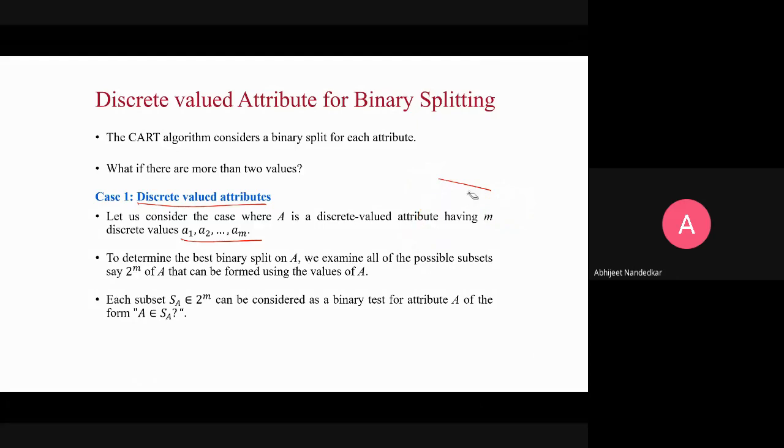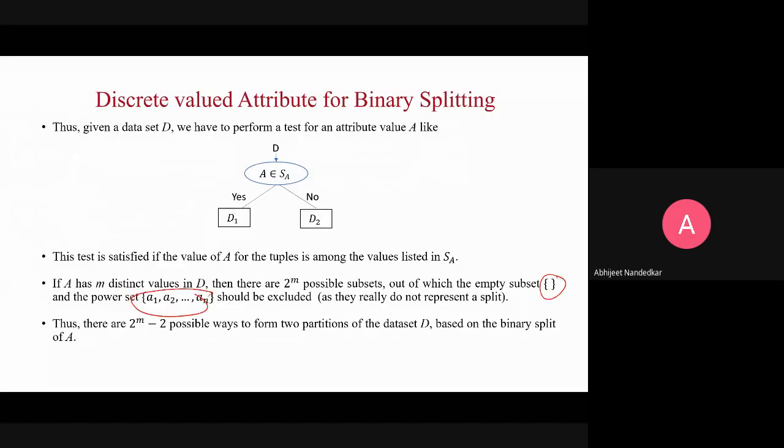Now, how is it solved? Suppose this feature A can take these many values. In total, there are 2 to the power m combinations of A1 to AM. Out of that, the all-empty and all-present cases are useless, so we subtract them. So 2 to the power m minus 2 possible ways of partitioning this data set. You can imagine I have attribute A which can take A1 to AM different values. Then we have 2 to the power m minus 2 possible ways of splitting. So how to do this?